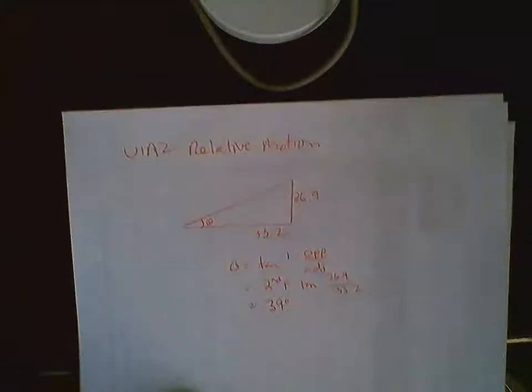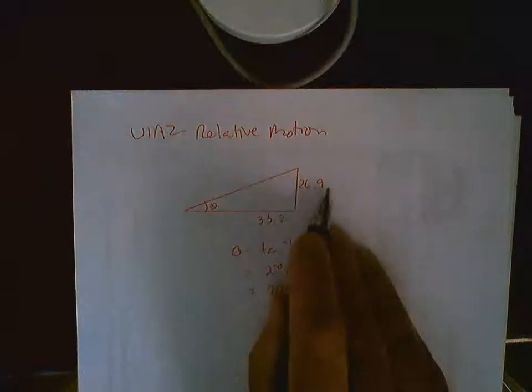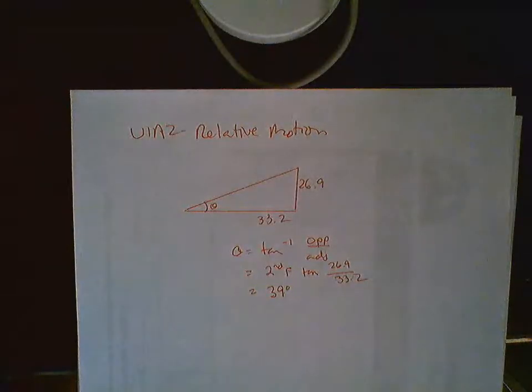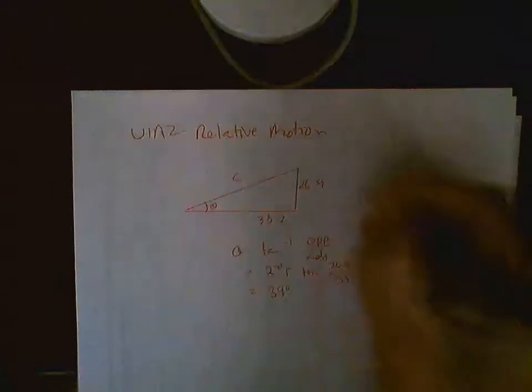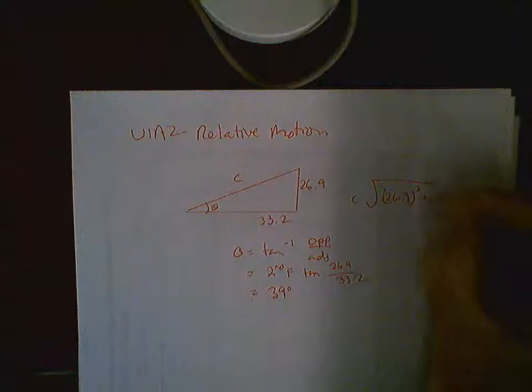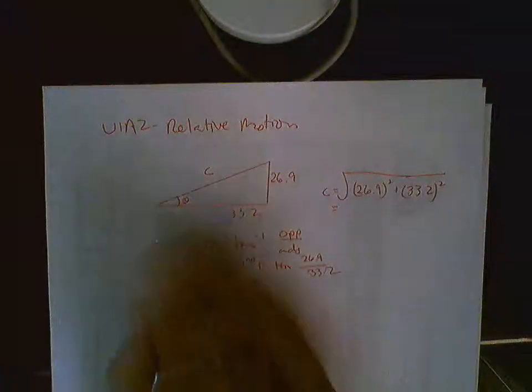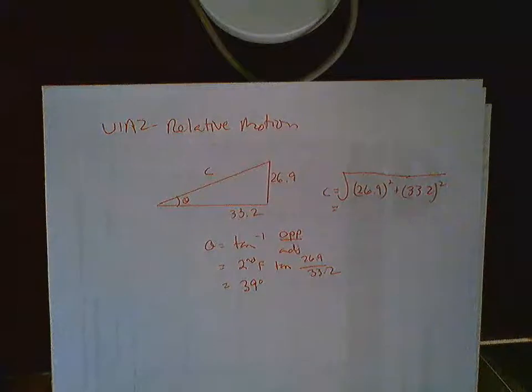The other method I showed you is components, where you take all of your different vectors, add up all the x's, all the y's, and you draw a triangle at the end. Then what you use is the Pythagorean theorem to find c. C would be equal to the square root of 26.9 squared plus 33.2 squared. I'm not sure if those were the right numbers or not, but I'm going to throw them in there. If you calculate c, that will tell you the displacement that the person had during their trip.